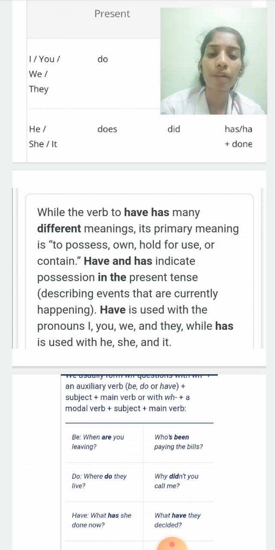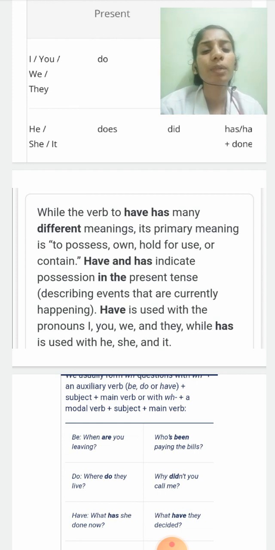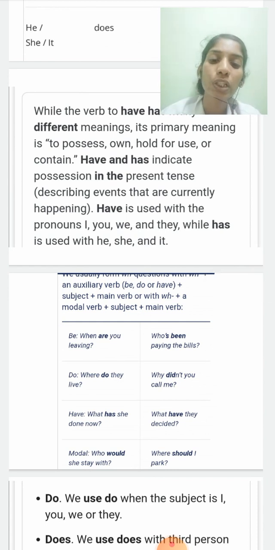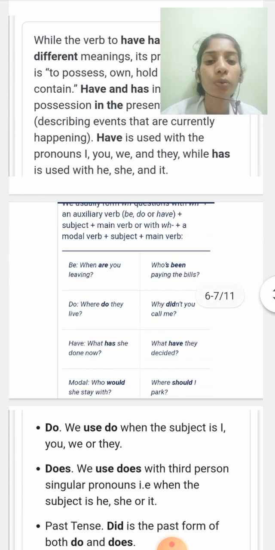While the verb to have has many different meanings, its primary meaning is to possess, own, hold, or contain. Have and has indicate possession in the present tense, so it describes possession in the present. We have to use have and has in the present tense only, but in the past tense we use had. Have is used with the pronouns I, you, we and they, while has is used with he, she, it. So whenever you see the third person singular, we should use has.